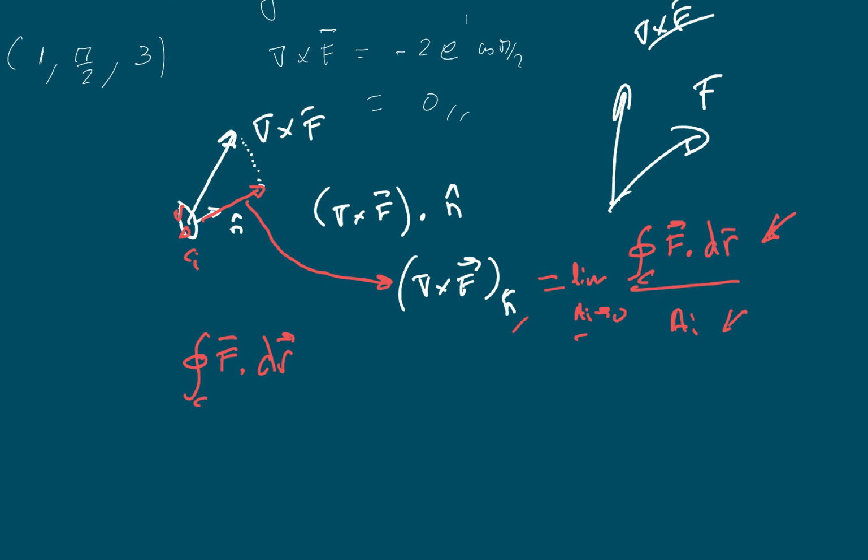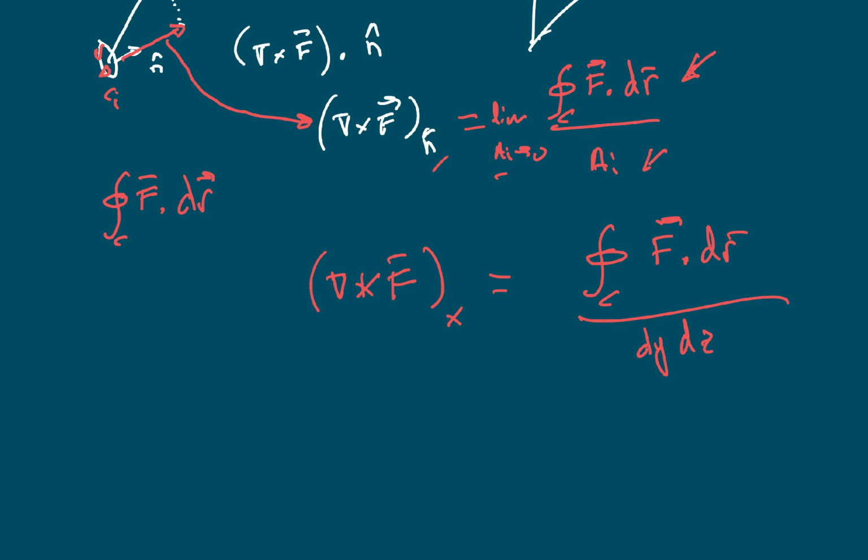So, as a conclusion, the component of the curl of f in the x direction is the line integral over the curve C of f dot dr per unit of area that is perpendicular to the x direction. So if this is the x direction, and this is the curve of f.